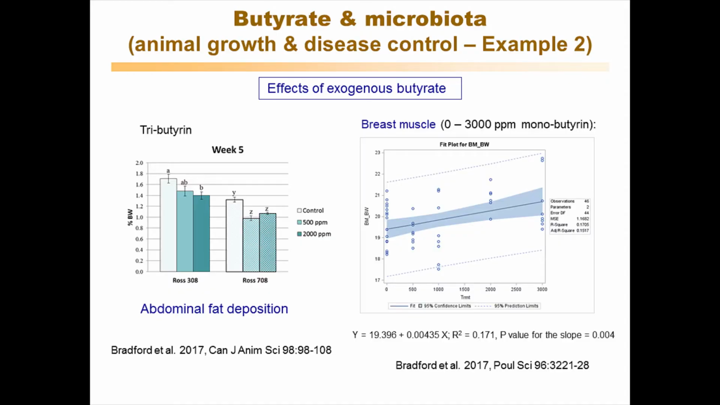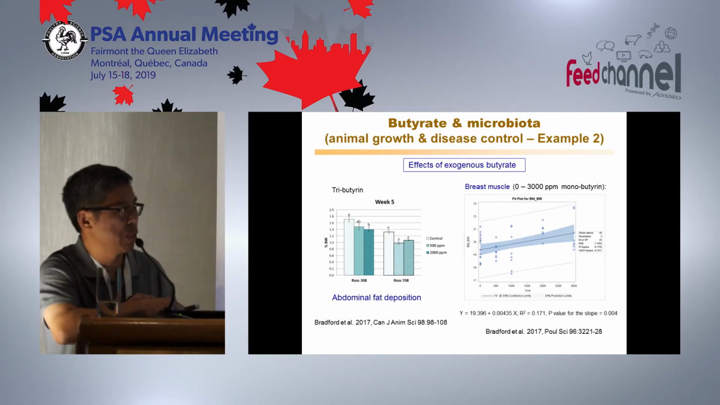So regardless of supplementation or not, the 708 has significantly reduced abdominal fat deposition compared to RAS 308. And also, supplementation of the butyrin can further reduce the abdominal fat deposition in the birds.